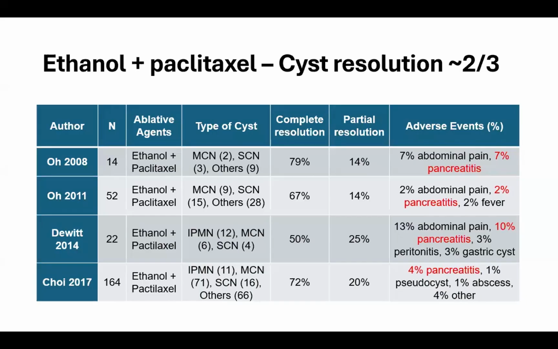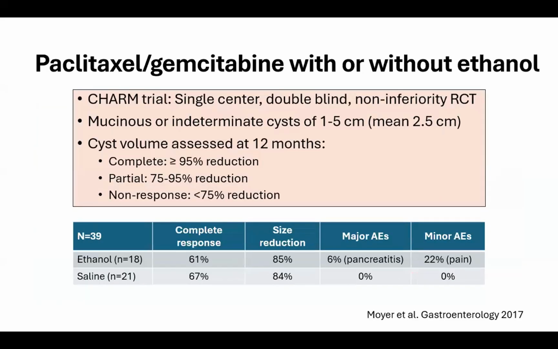But the problem is that with the alcohol, as I mentioned before, all these studies had some degree of acute pancreatitis and definitely post-procedure abdominal pain. So for that purpose, the CHARM trial that was published almost 8 years ago now evaluated the combination of paclitaxel with gemcitabine with alcohol or without alcohol. And in this single-center, double-blinded, non-inferiority trial, they included cysts that were mucinous or indeterminate, that were between 2 to 5 centimeters, but really the mean size was 2.5 in this cohort.